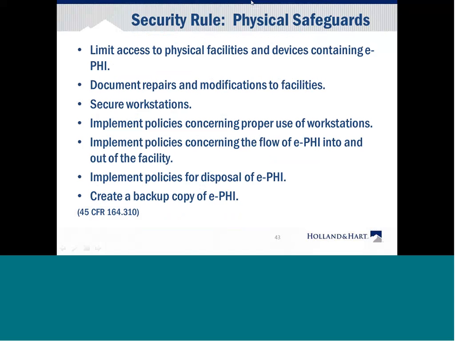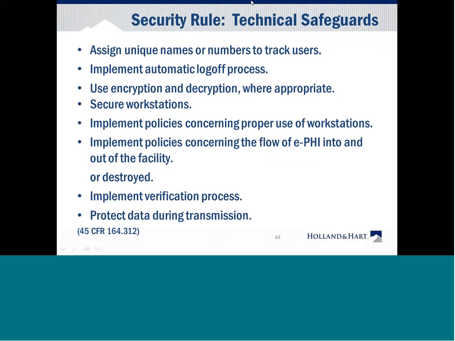Your physical safeguards have to include the following. You've got to limit access to your physical facilities and devices containing e-PHI, like using locked doors or things like that. You need to document repairs and modifications to your facilities, secure workstations, implement policies concerning proper use of workstations, implement policies concerning the flow of e-PHI into and out of the facility, implement policies for disposal of electronic protected health information, and create a backup copy of your electronic protected health information. Under each one of those, there will be specific implementation specifications.